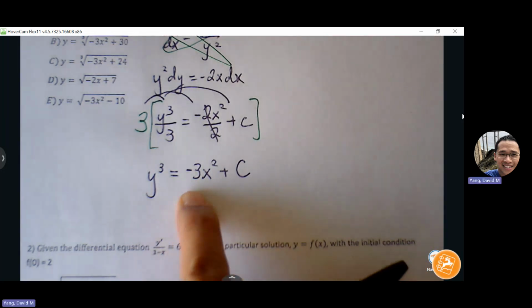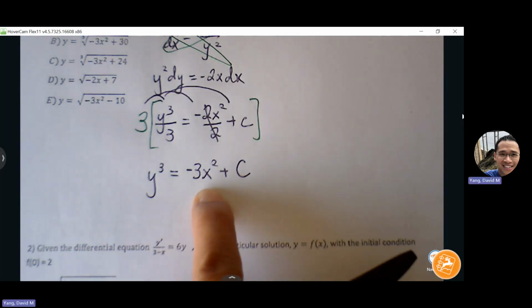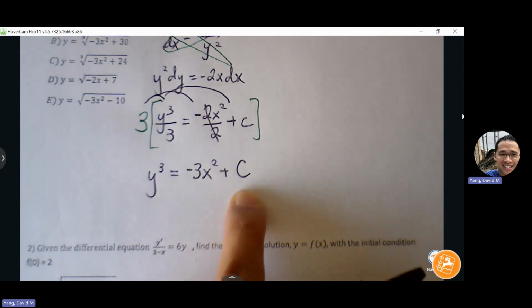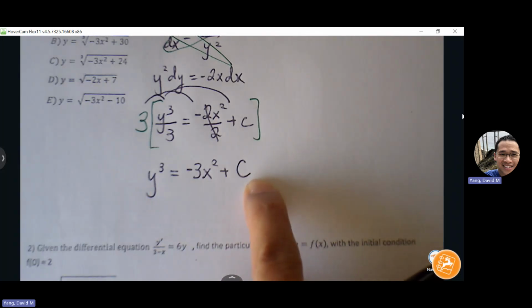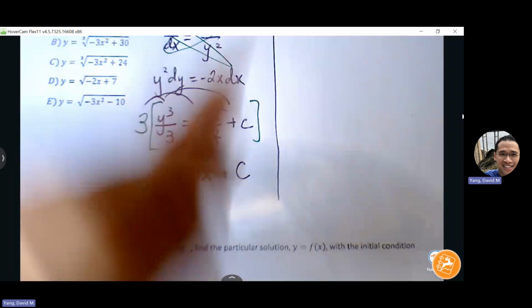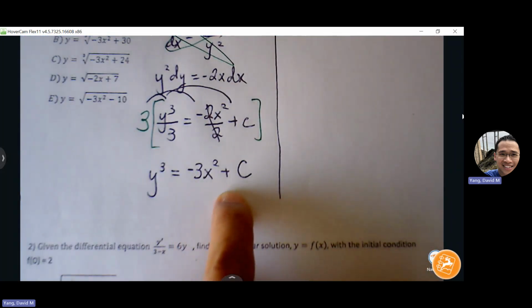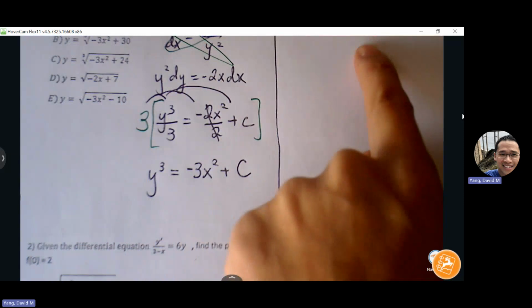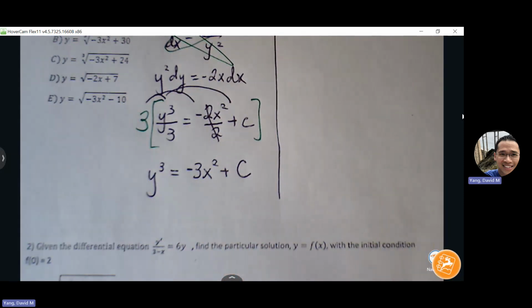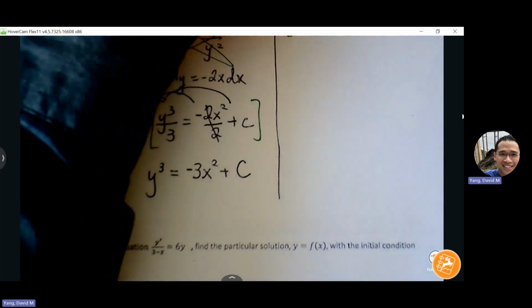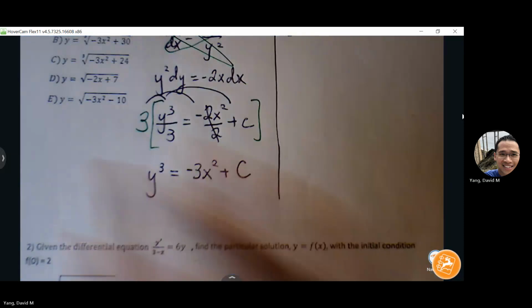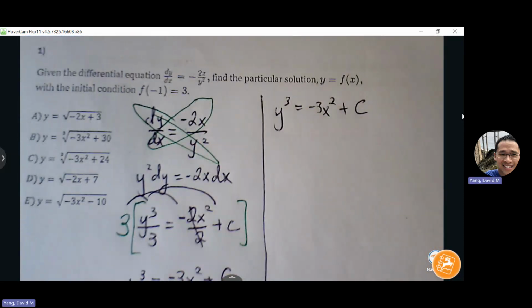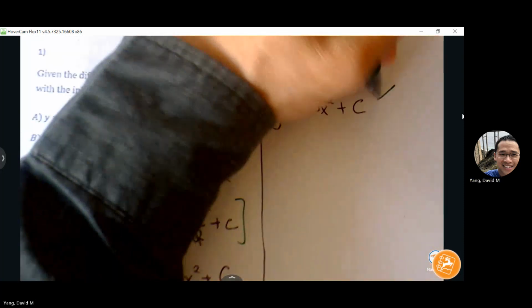Some students were taking the cube root already, which is fine. But I would rather solve for c at this stage, before the cube root shows up. That way it just feels easier. If you solve for c after the cube root shows up, you're going to get a different c value than me, but eventually it'll still come out correct. But at this stage I'm going to pause my process of solving for y and move on to solving for c.